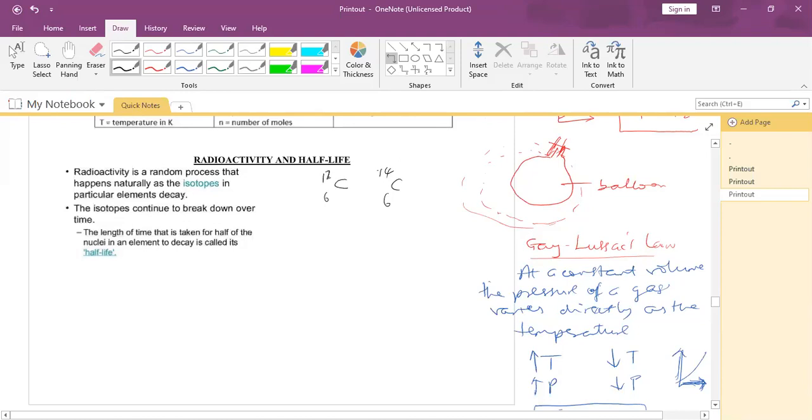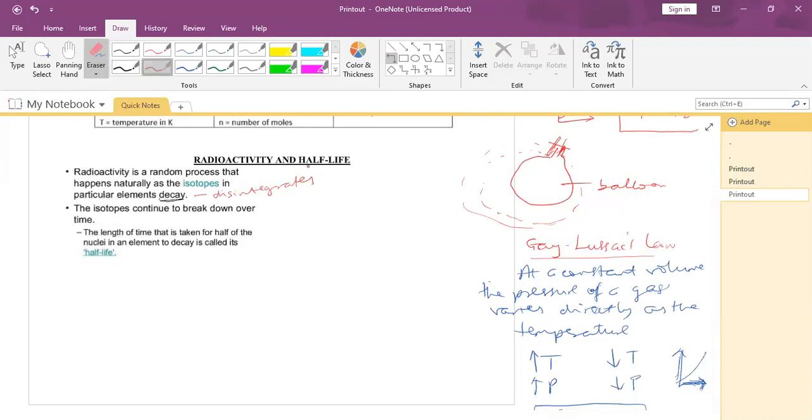So when isotopes decay, right? Decay means to break down. So when we talk about decay here, we're talking about the isotopes breaking down or disintegrating. Okay, so I'm going to use the word decay as we go on. So I said radioactivity occurs when an isotope decays naturally in a natural environment. The isotopes continue to break down over time.